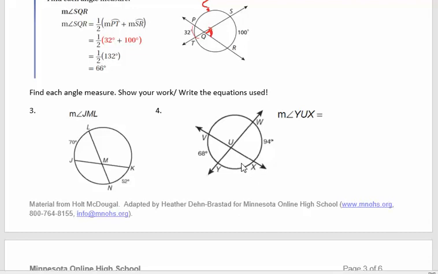Here's an example where we're looking for this angle, but we're not given any of the measures of the arcs that belong to that. So to solve this one, we'll go ahead and find the measure of angle VUY instead, because together these two angles form a straight line. So I'm not going to find this one yet. I'll have to wait a minute. First, I'm going to find the measure of angle VUY.